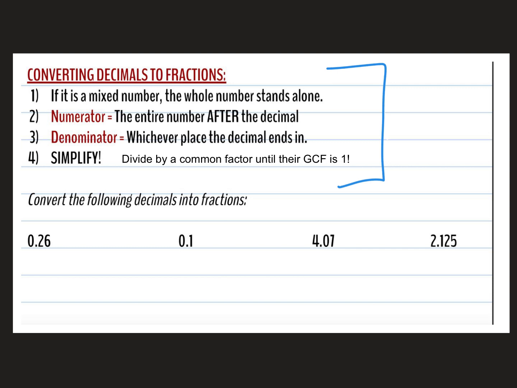First, if it's a mixed number, the whole number stands alone. That goes in front of the decimal. The numerator, that's the entire number after the decimal. So whatever the number after the decimal is, that becomes our numerator. And the denominator is whichever place value the decimal ends in. So if it ends in the hundredth place, your denominator is 100. And then we are going to simplify.